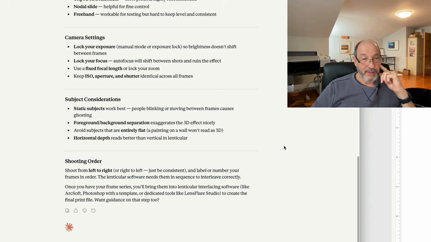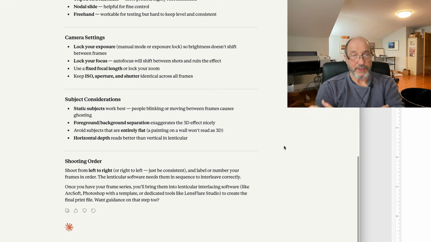That's true. Once you have your frames, you bring them into lenticular interlacing software like ArcSoft, Photoshop with a template, or dedicated tools like LensFlare Studio to create the final print. I'll have to see if ArcSoft does anything with lenticular. Photoshop with a template I would not recommend. And dedicated tools like LensFlare Studio.